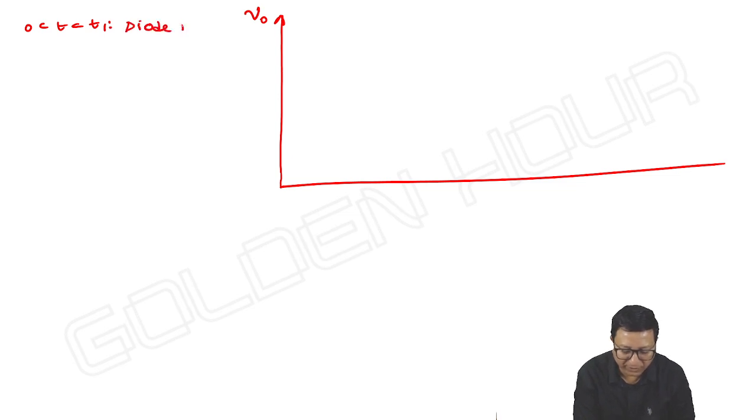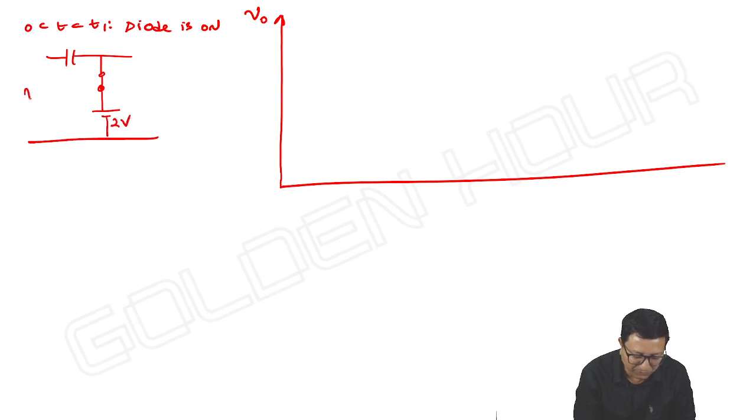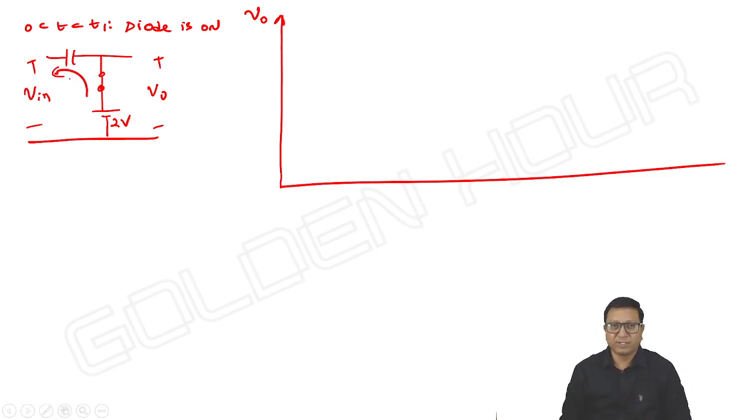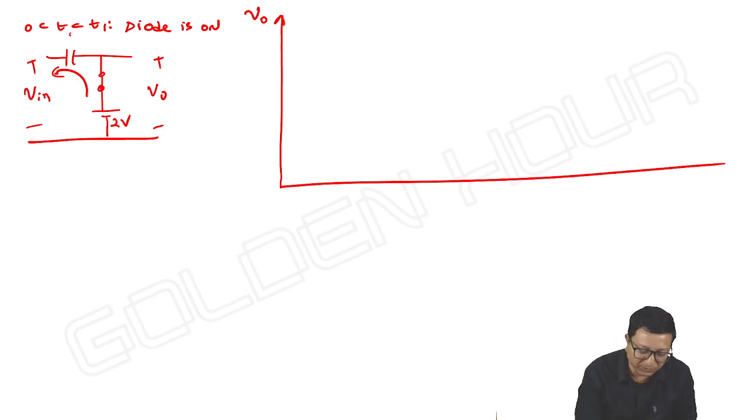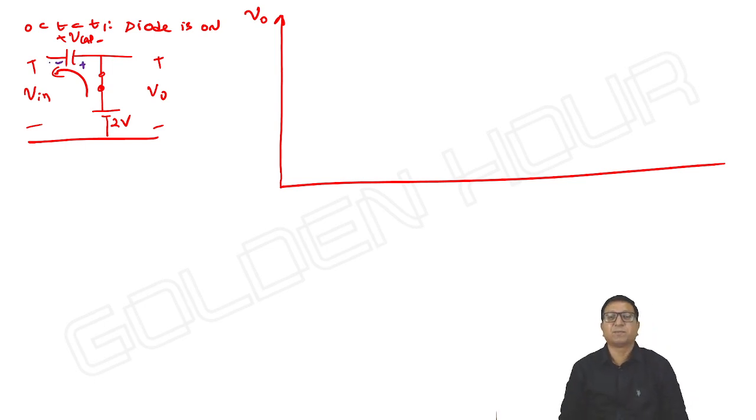So for 0 to T1, the diode is on. Once the diode is on, the diode almost acts as a short circuit. 2 volts input, output. And how does the current flow? Current flows in the anti-clockwise direction, anode to cathode of the diode. So I gave V capacitor polarities this way, but the capacitor is charging with polarities from right to left. So V capacitor will be negative. It means V capacitor is negative.